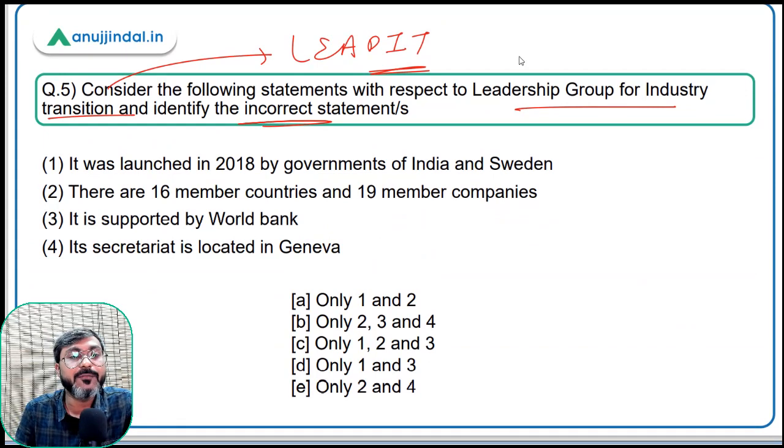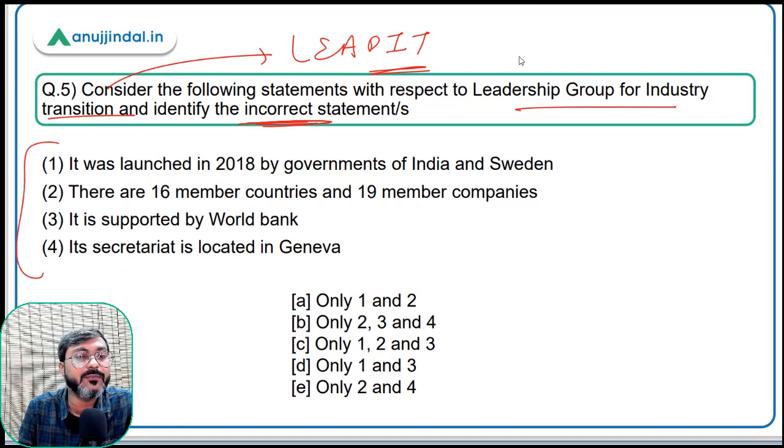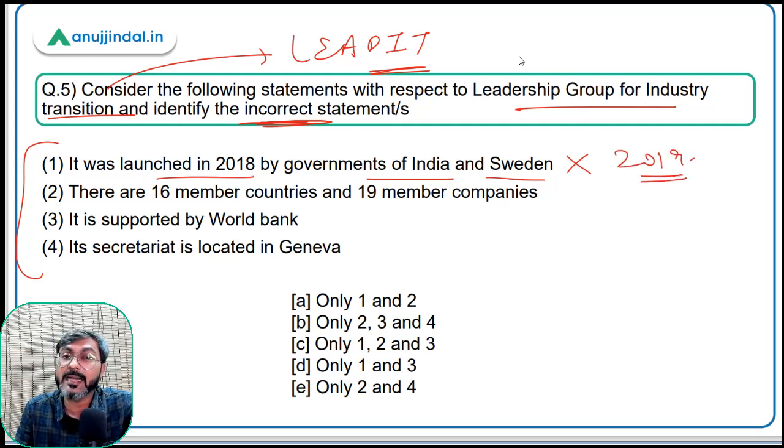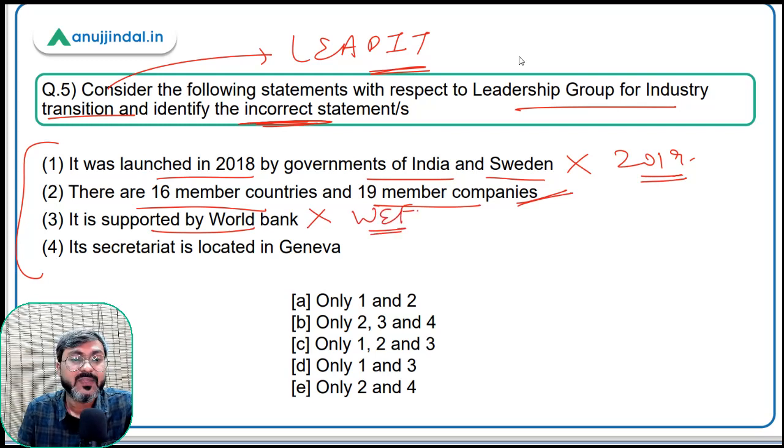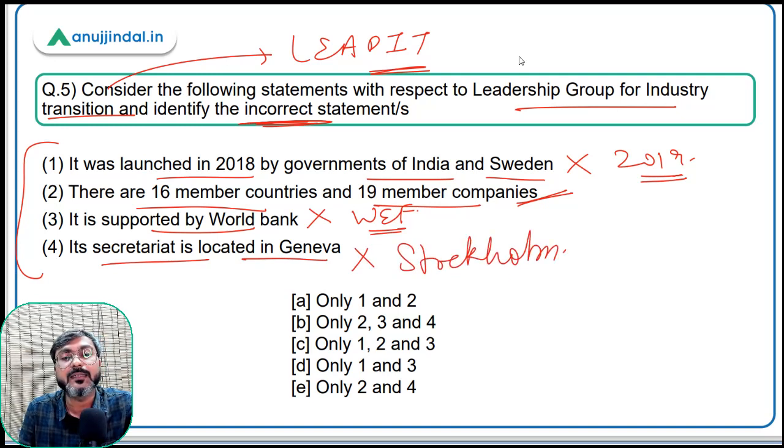You have to identify the incorrect statement out of these four. It was launched in 2018 by the governments of India and Sweden. It was launched by the governments of India and Sweden, but not in 2018. It was launched in 2019. There are 16 member countries and 19 member companies. This is absolutely correct. It is supported by the World Bank. Is that so? No. It is supported by the World Economic Forum. Its secretariat is located in Geneva. No, once again, it is incorrect. Its secretariat is in Stockholm. So 1, 3 and 4 are incorrect.